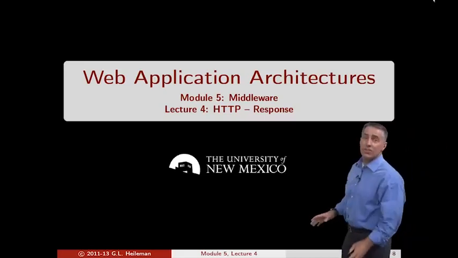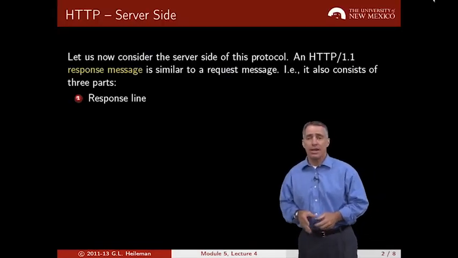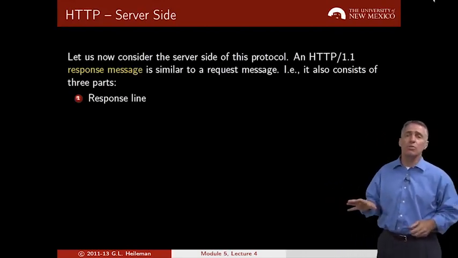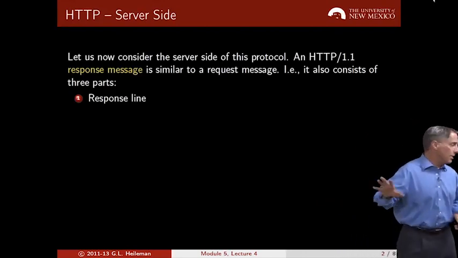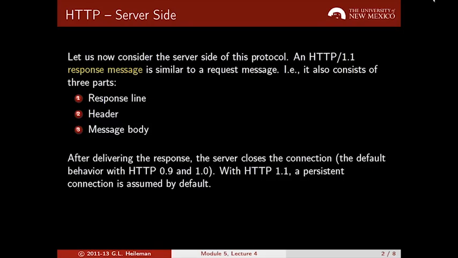Welcome to the fourth lecture in Module 5, which deals with the response side of the HTTP protocol. Now, this response side looks very similar to the request side. Previously, there was a request line. There's a response line in our case. It has a header, and there could be a message body associated with the response as well. And typically, there is on the server side.